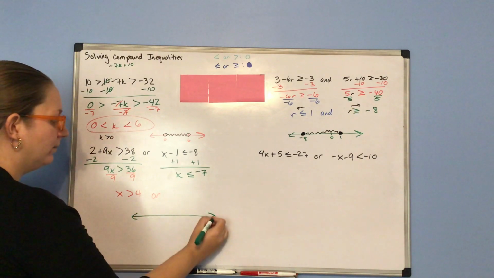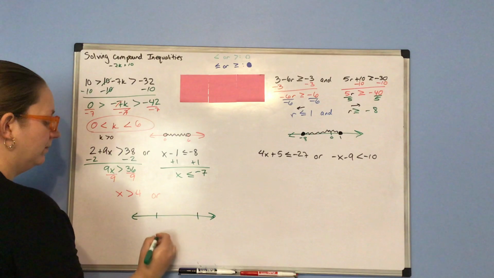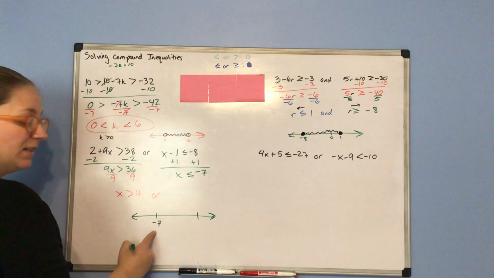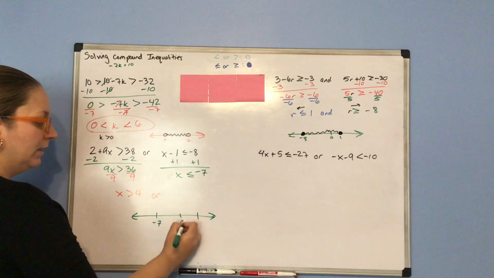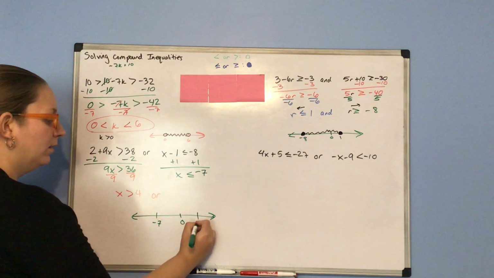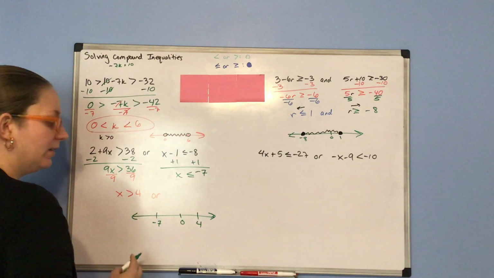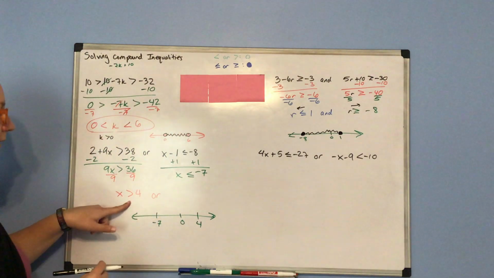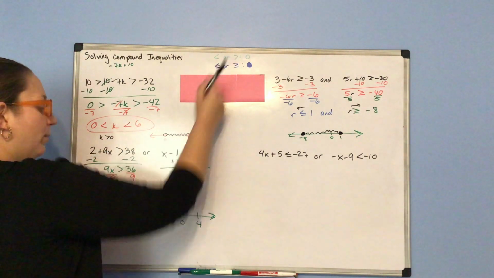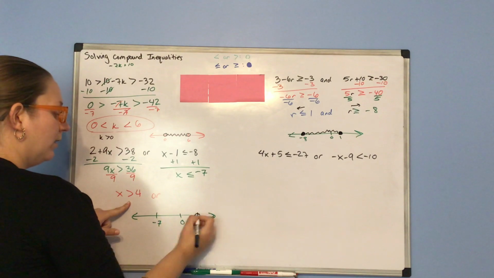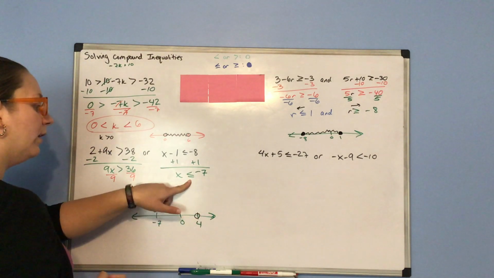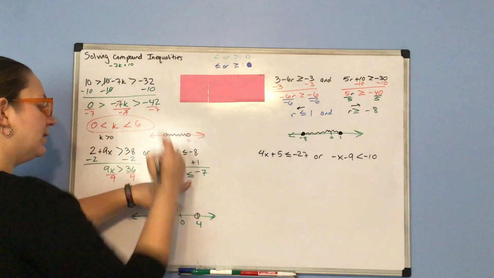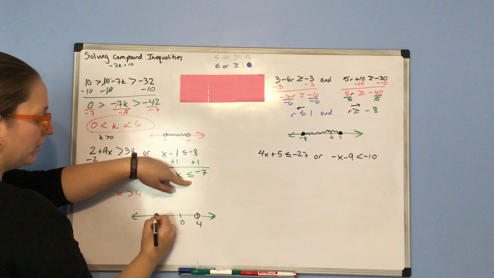Let's make our graph. So negative 7 would be on this side because it's a negative number. 0 is somewhere in the middle. 4 is a positive number, so it should be on this side. What kind of circle goes on 4? An open circle goes on 4 because it's a regular greater than. What kind of circle goes on negative 7? It's a less than or equal to, so it's going to be a closed circle.